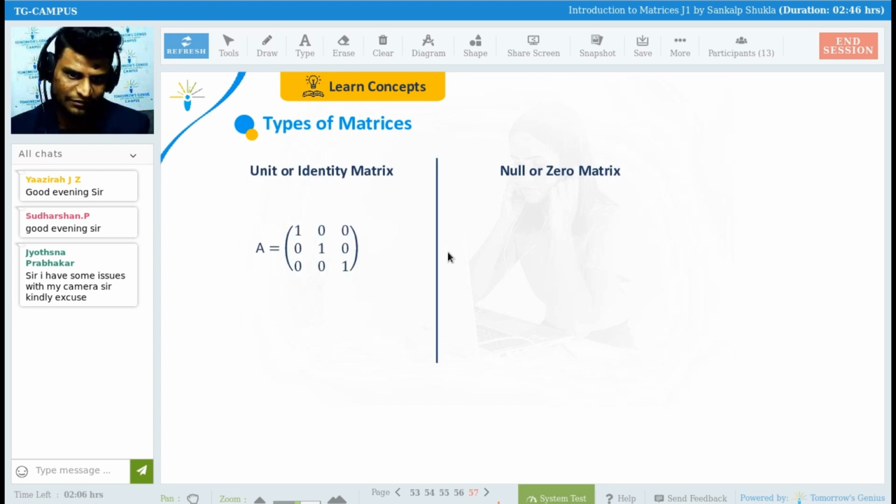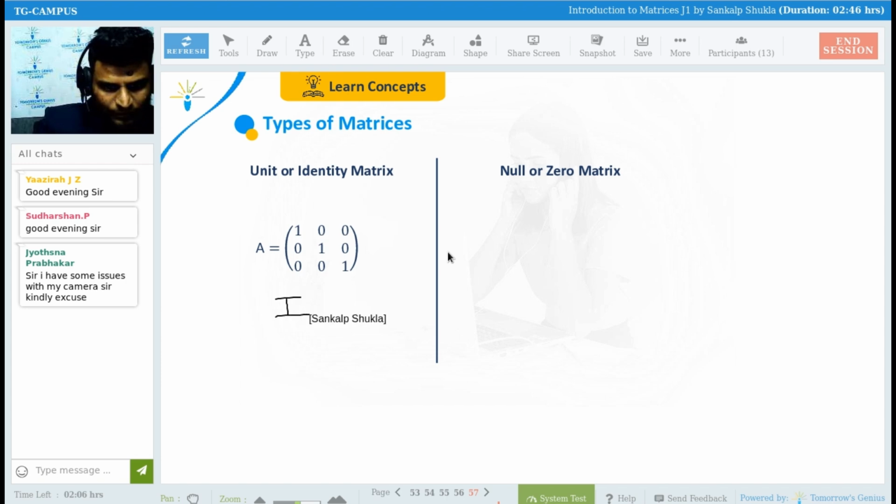Unit or identity matrix. So what is this unit or identity matrix? It is very important. When each and every element is zero except the diagonal, and all the elements in the diagonal are 1, that is known to be an identity matrix or unit matrix. It is represented by I also.